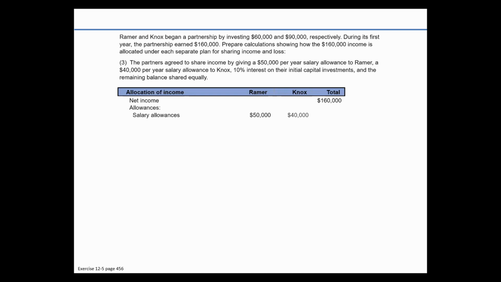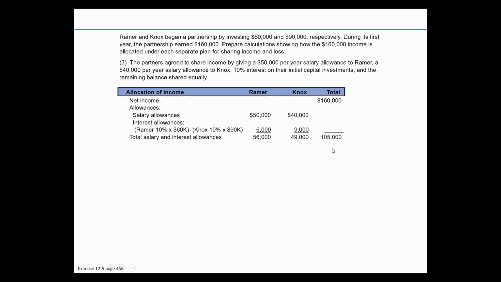So we have the allowance for the salary, 50,000 and 40,000. That would have to come out of this 160,000. And then if you figure out the amount of interest, it'd be 10% of 60,000 for Raymer and 10% of 90,000 for Knox. So it'd be 6,000 for Raymer, 9,000 for Knox. So that brings us to Raymer's total salary and interest of 56,000, and Knox's of 49,000.